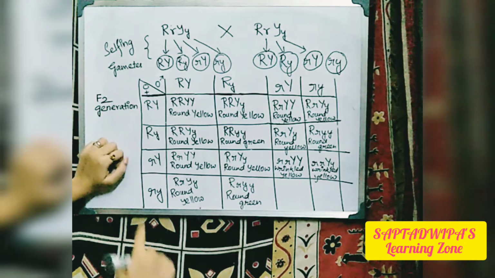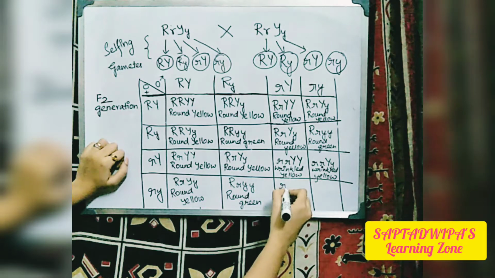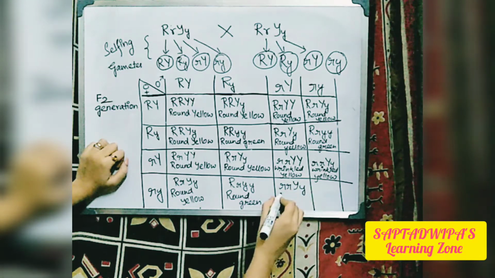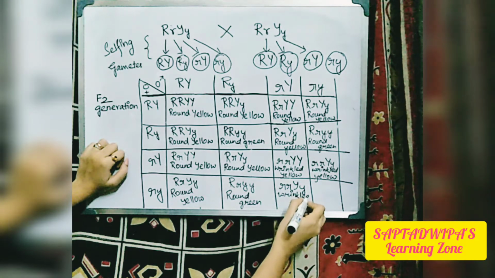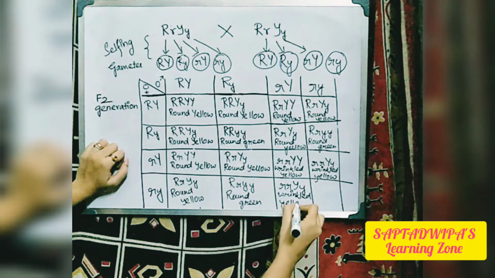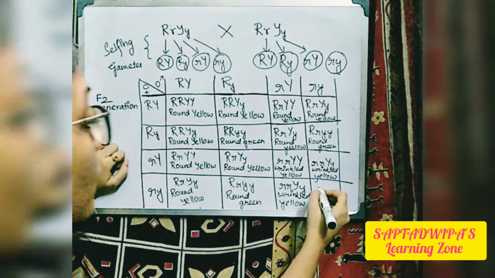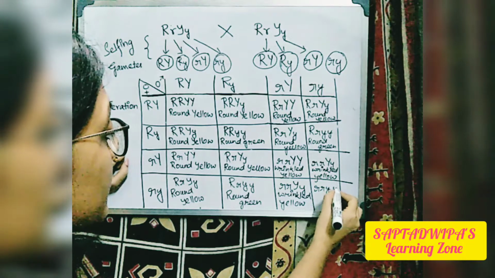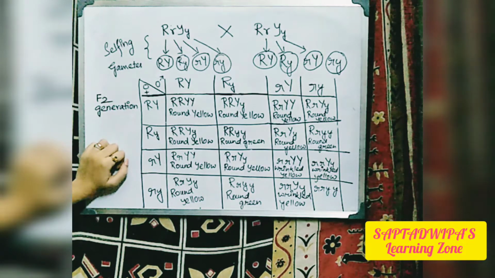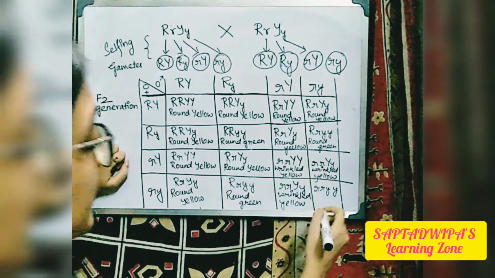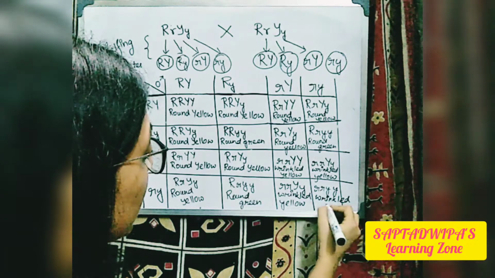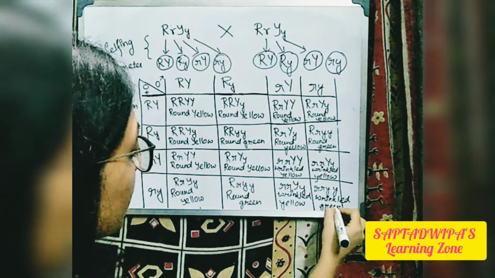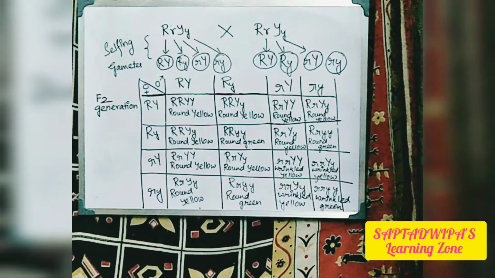Okay. Next. Here, what is happening again? Small r, capital Y, small y. So, wrinkled yellow. Again, one wrinkled yellow we got. Last is small r, small y, small y. So, what's that? It's the wrinkled green seed. So, here, the seeds which will be produced will be wrinkled green in nature. So that is what the F2 generation is.